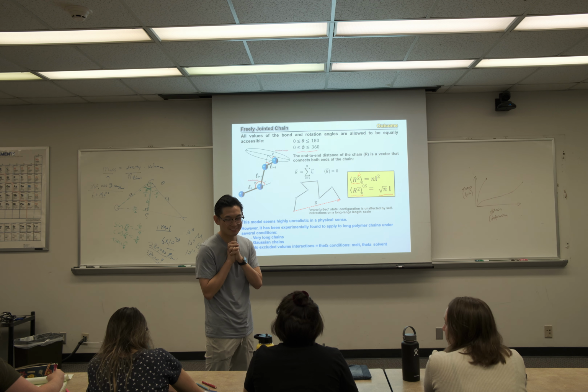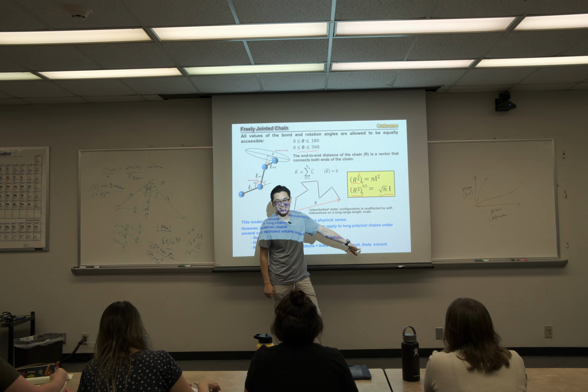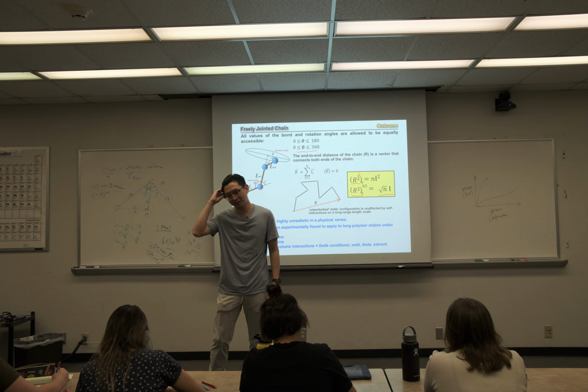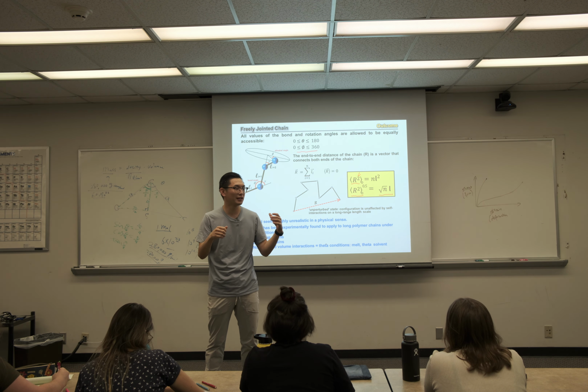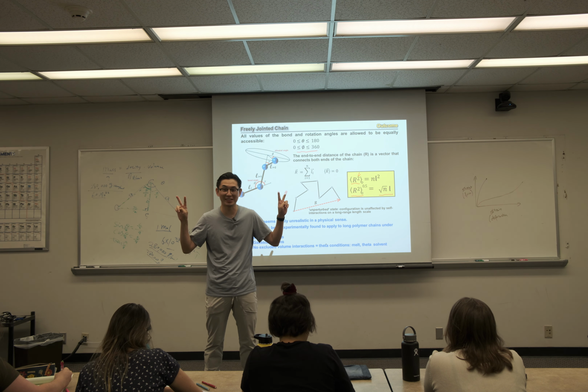But in real life, when will a chain be a Gaussian chain? It will be in those two conditions. In real life, you can see the freely joined chain model can apply to a polymer if you have two special cases.